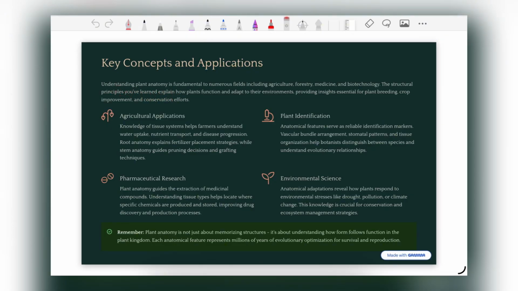Understanding plant anatomy is fundamental to numerous fields including agriculture, forestry, medicine, and biotechnology. The structural principles you have learned explain how plants function and adapt to their environment, providing insights essential for plant breeding, crop improvement, and conservation efforts. Agricultural application: knowing the tissue system helps farmers understand water uptake, nutrient transport, and disease progression. Root anatomy explains fertilizer placement strategies, while stem anatomy guides pruning decisions and grafting techniques.